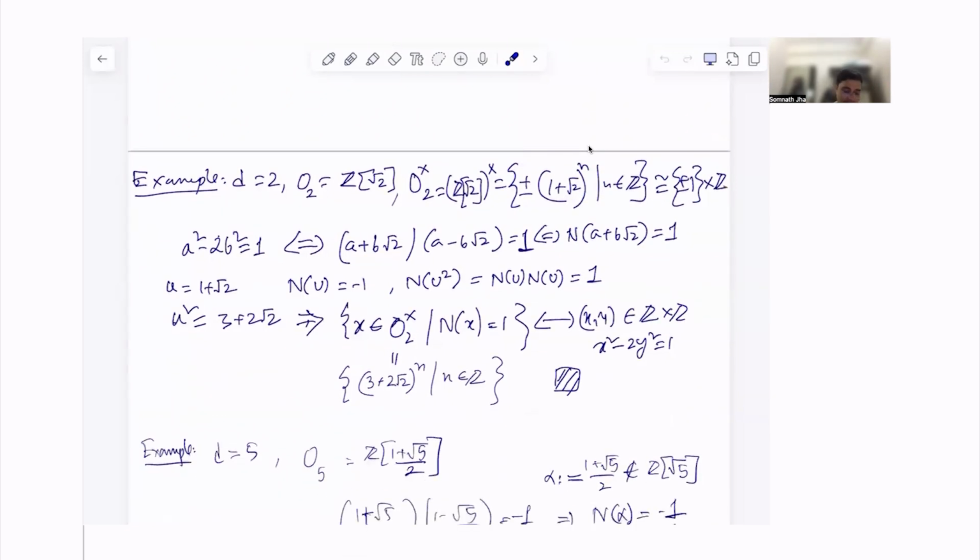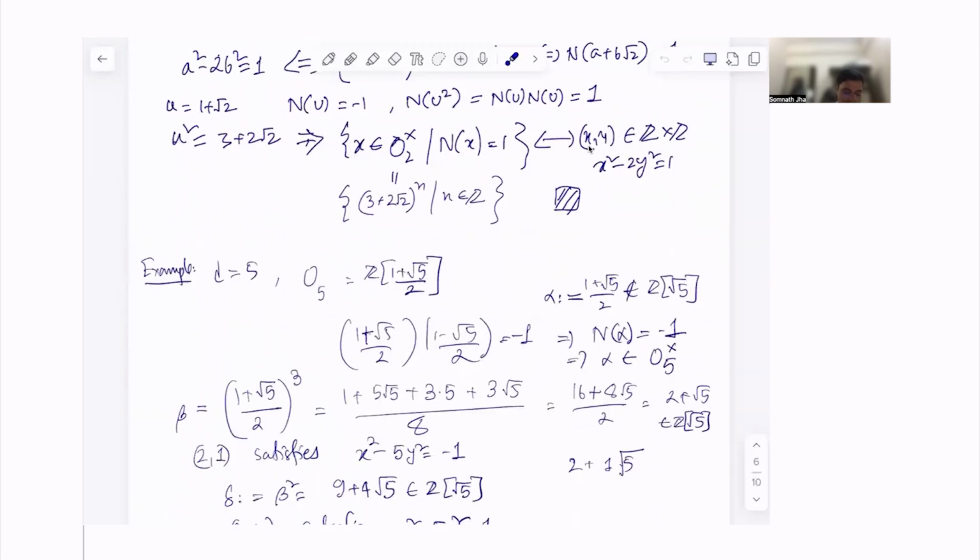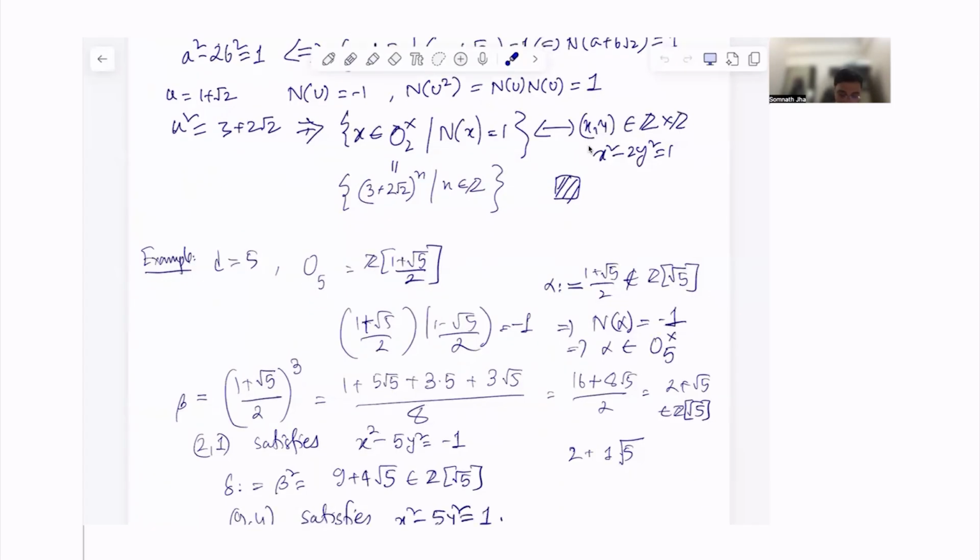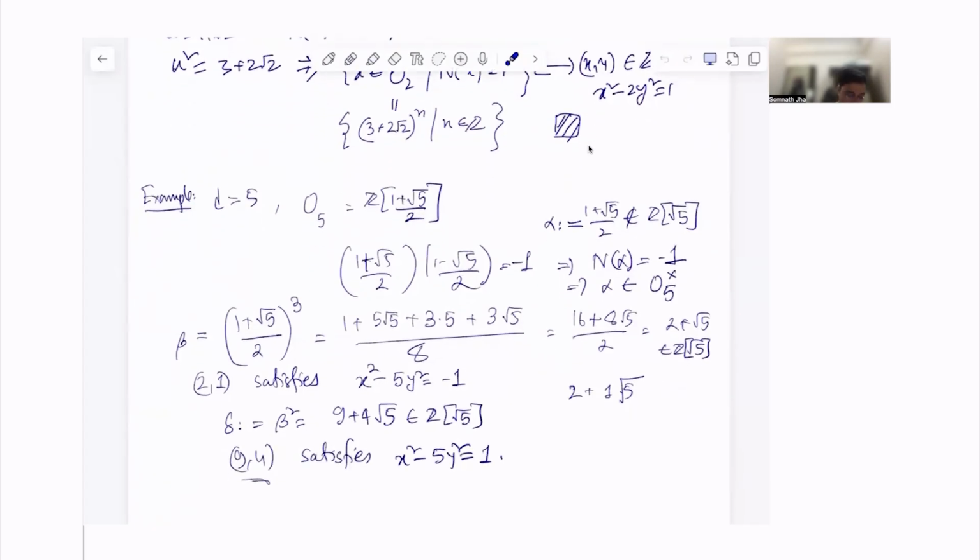I gave another example of what happens in the d equal to 1 mod 4 case. For example, root 5 plus 1 over 2, which I called alpha, is a unit. This is not in Z[root 5]. Its norm is minus 1, and it's a unit. But if you take its sixth power, it's a solution of x square minus 5 y square equal to 1, which is 9 plus 4 root 5. And it is a fundamental solution of this equation, in the sense that you can generate all other solutions from it.